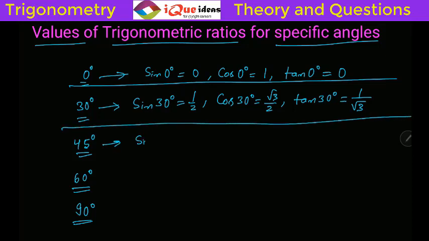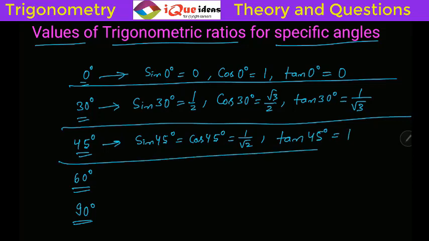45 degree. Sine 45 degree is equal to cos 45 degree and both of them are equal to 1 by root 2. And because both sine 45 and cos 45 are equal, so tan 45 degree, the ratio of those two, will be equal to 1. Okay. For 60 degree, sine 60 degree is equal to root 3 by 2. Cos 60 degree is equal to 1 by 2.